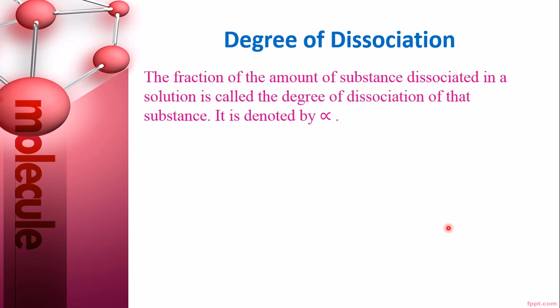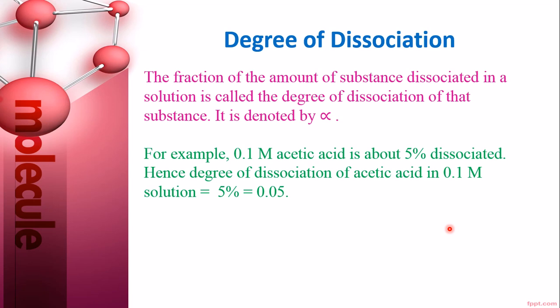Now, what is degree of dissociation? The fraction of the amount of substance dissociated in a solution is called the degree of dissociation of that substance. It is denoted by alpha. For example, 0.1 molar acetic acid is about 5% dissociated. Hence, degree of dissociation of acetic acid in 0.1 molar solution equals 5%. That can be written 0.05.